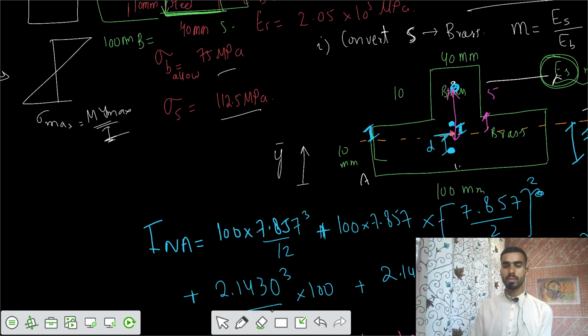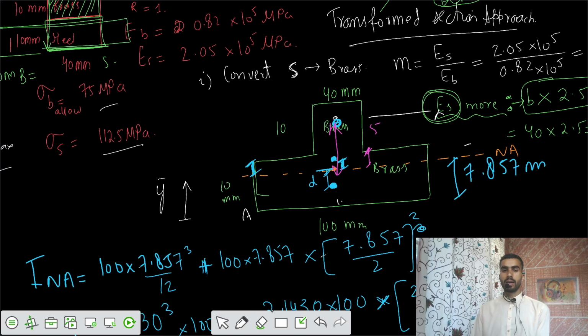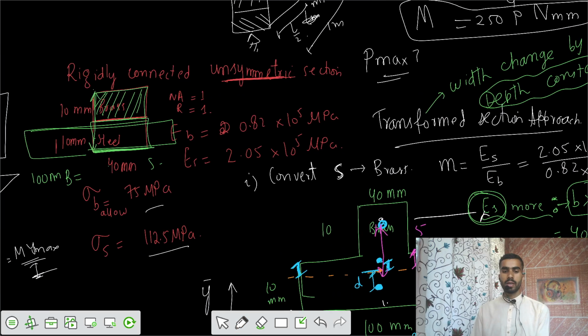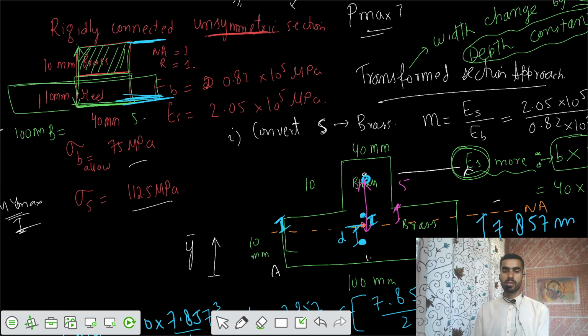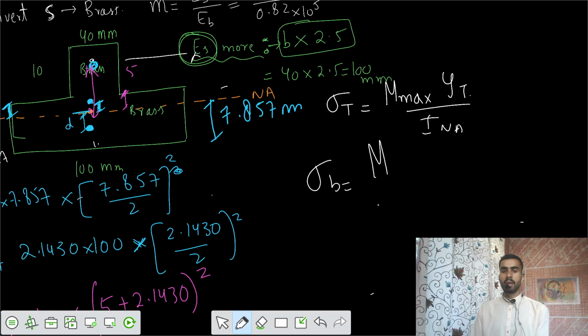Now the third step: once you got the neutral axis INA, you can find the value of y max. You have to calculate the stresses at the top and the bottom, the stresses here and the stresses here. So sigma at the top equals M max y top by I neutral axis, and sigma at the bottom equals M max y bottom by I neutral axis.